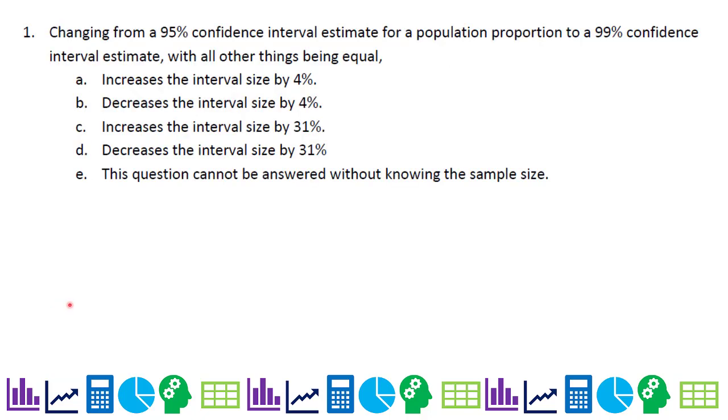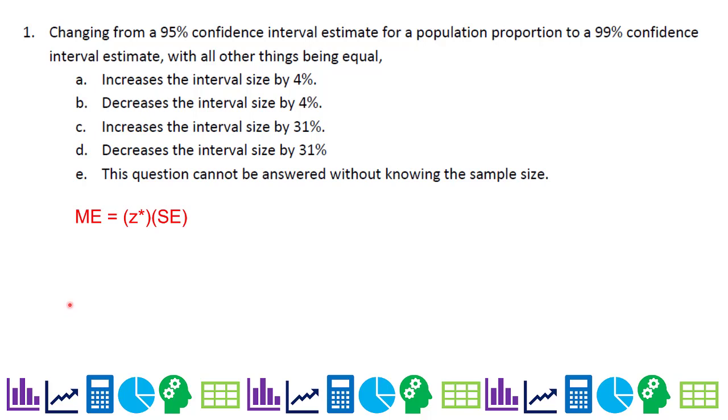Number one, changing from a 95% confidence interval estimate for a population proportion to a 99% confidence interval estimate with all other things being equal. What does it do to the interval size? So you might be tempted to say, well, you have to know the sample size. Actually, you don't. So first of all, let's look at how we calculate margin of error, because that's what determines how wide our interval is.